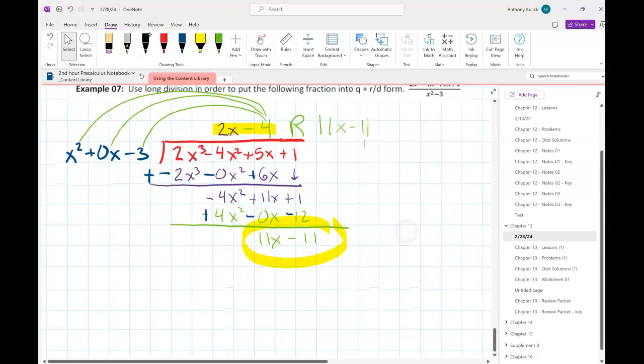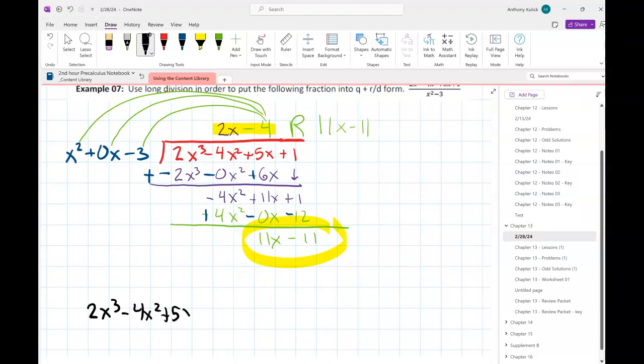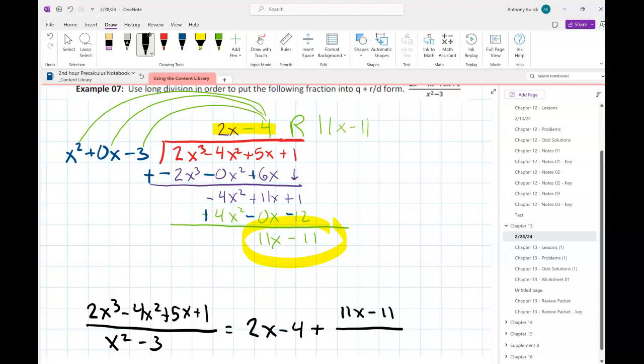So the way we'd write our final answer then is 2x cubed minus 4x squared plus 5x plus 1 over x squared minus 3 is equal to, that's just the starting problem, right? This is the way we write our answer. The quotient plus remainder over divisor.